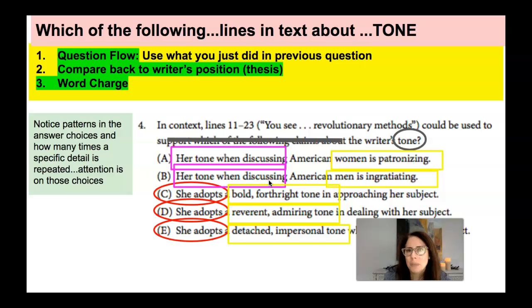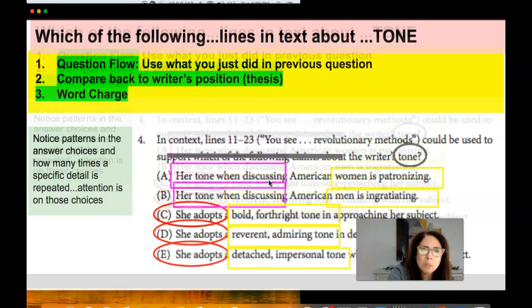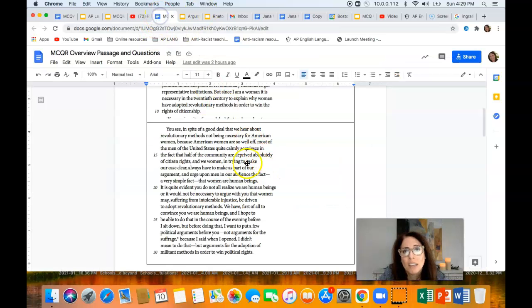Why isn't it A or B? Well, let's go back to what they have in common. Was she discussing American women? And was she discussing American men in that passage? Again, I'm taking my cues from how the question is written, what is in the actual question. I'm going to go back just to see if that was her point, discussing American men and American women. Or is she discussing that American women don't have the rights, but that they are human beings? And that's what you have to be careful of.